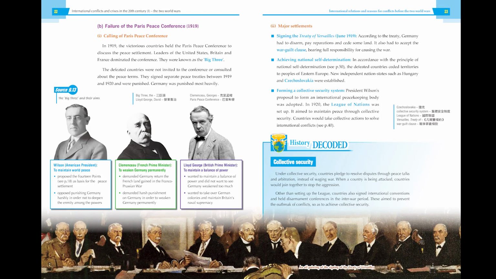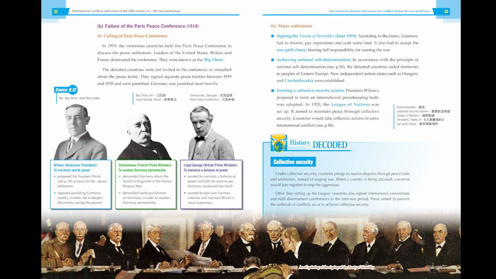Achieving national self-determination. In accordance with the principle of national self-determination, see page 50, the defeated countries ceded territories to peoples of Eastern Europe. New independent nation-states such as Hungary and Czechoslovakia were established.